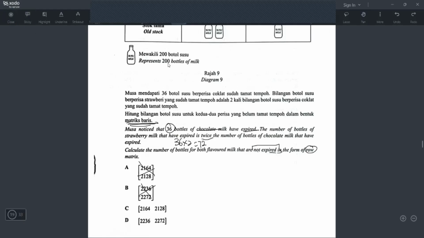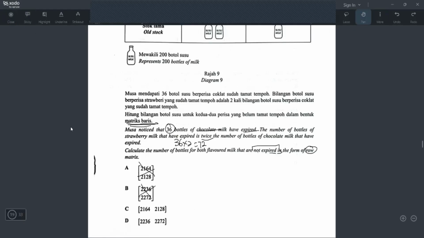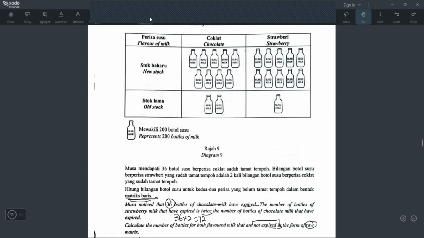Not expired. So macam mana nak tahu not expired? Saya ambil total, tolak dengan yang expired lah. So berapa coklat yang expired? 36. So I have to minus 36.